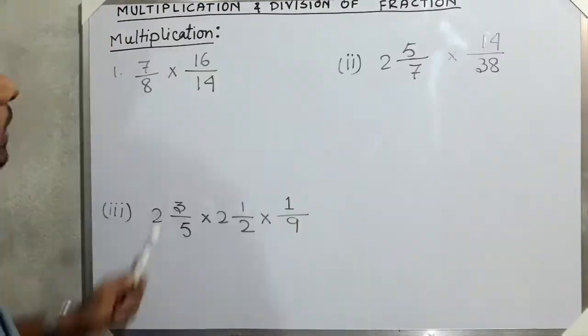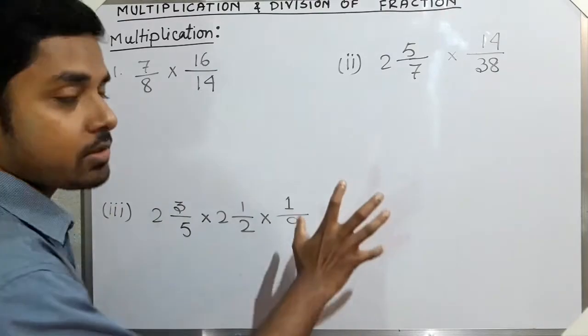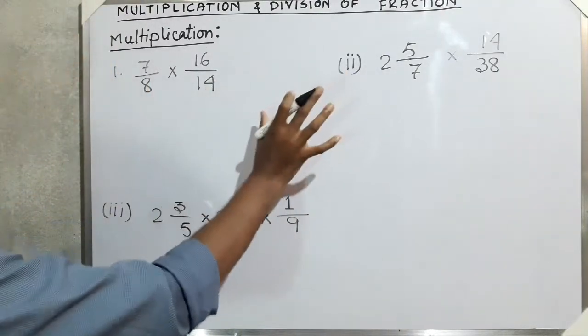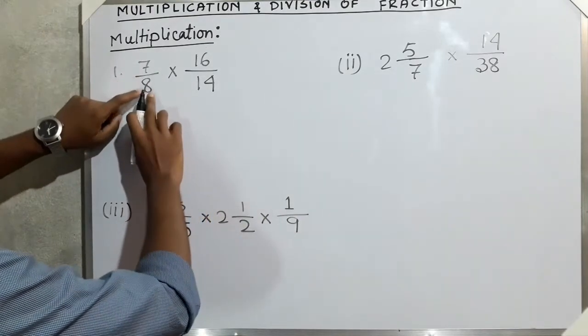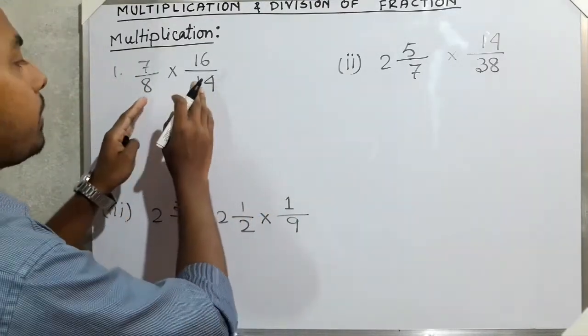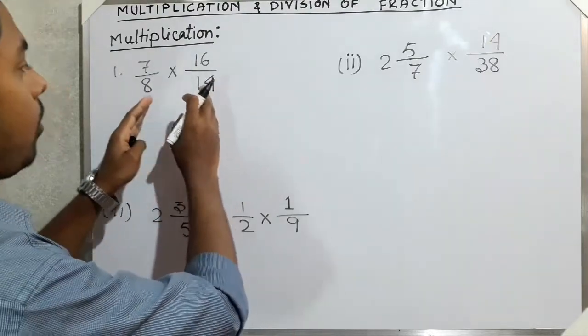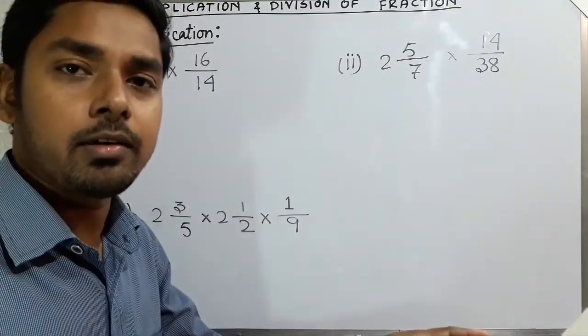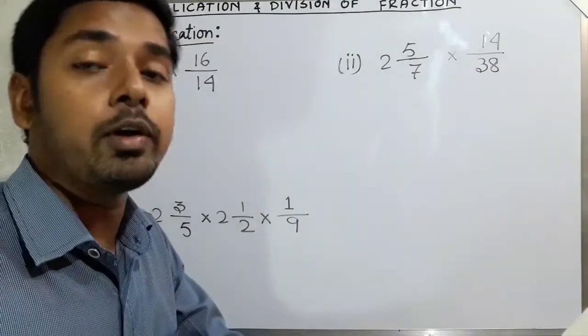Now we have taken some examples, and you have to solve them. So we are solving the first question first. What is the first question? We have to multiply these two fractions. Whether they are mixed fractions, improper fractions or proper fractions, you have to use the same way to solve.